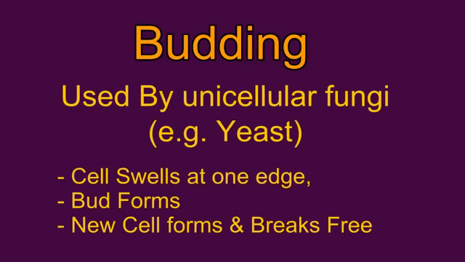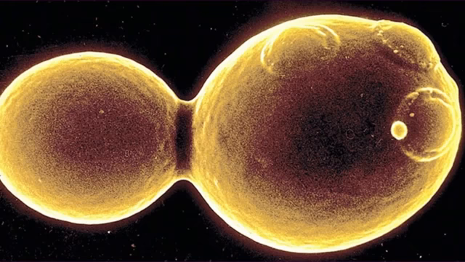The last form of asexual reproduction is budding. In this case, the cell becomes swollen at one edge, and a new cell called a blastospore, or a bud, develops from the parent cell and breaks free. Yeast is a type of fungi that uses this method.